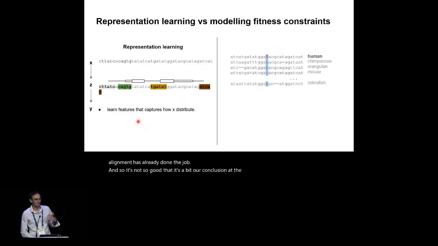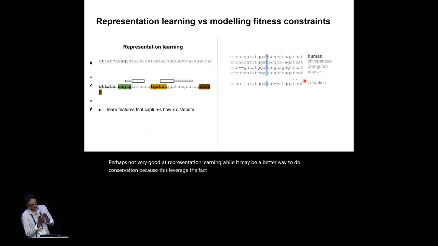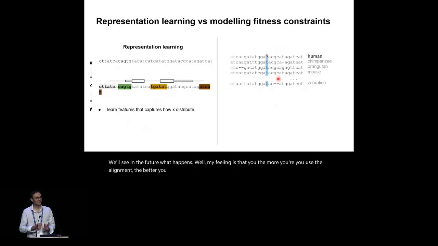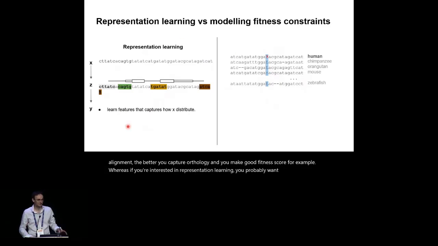It's perhaps not very good at representation learning, while it may be a better way to do conservation, because this leverages the fact that these alignments capture orthologous pieces of DNA, and so selection occurring at one base may be better represented like this. We'll see in the future what happens, but my feeling is that the more you use the alignment, the better you capture orthology, and you become good at fitness scores, for example. Whereas if you're interested in representation learning, you probably want to go a bit more away from alignment.